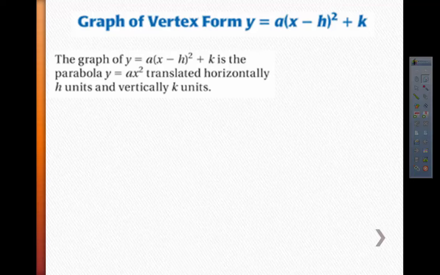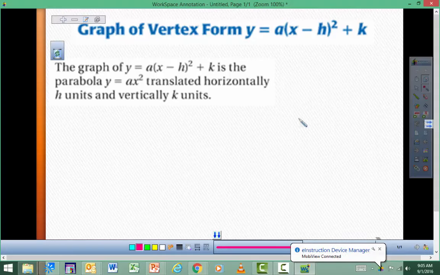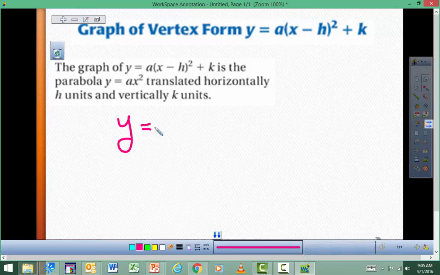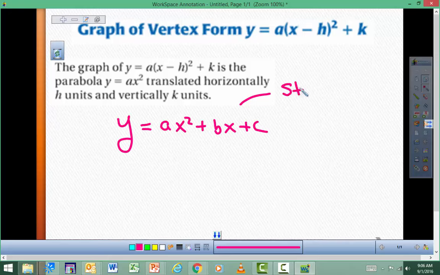Here's the deal. What we've been doing so far is writing the quadratic in standard form. So let me show you what that means. What we've been doing so far is writing all these equations like ax squared plus bx plus c. That's what we've been doing, right? And when we have the equation written this way, this form here is called standard form.